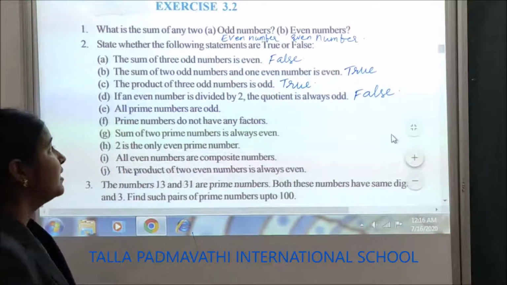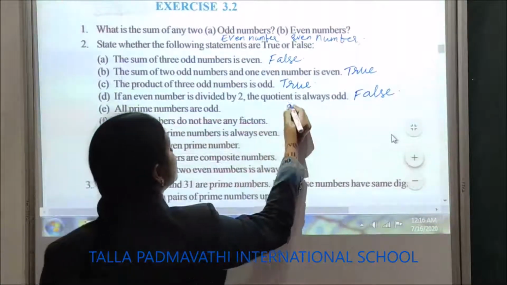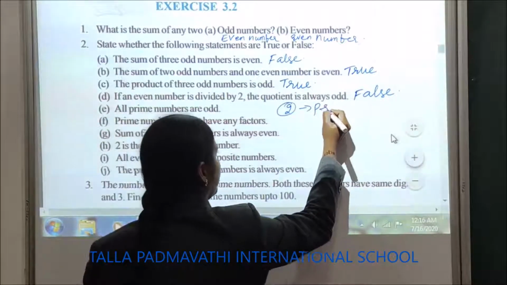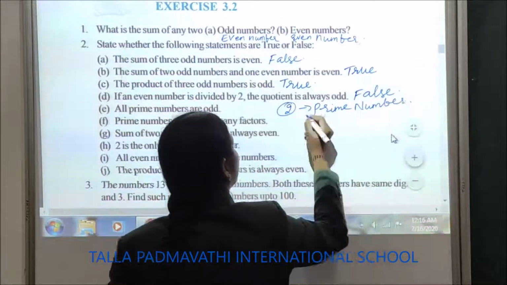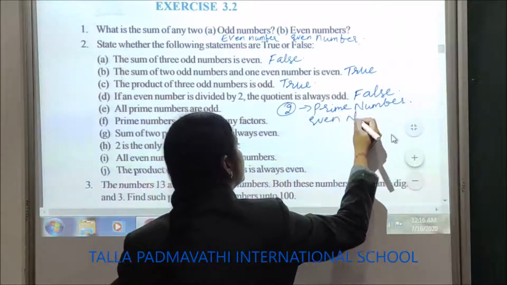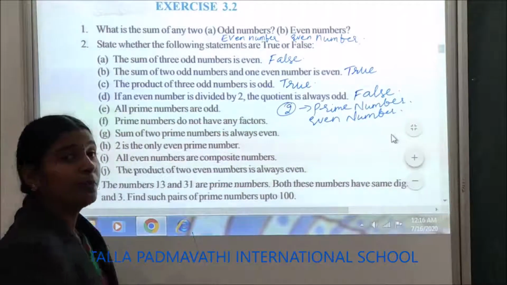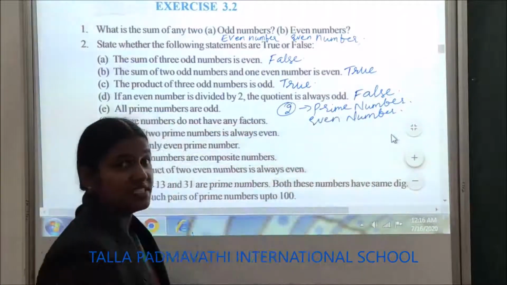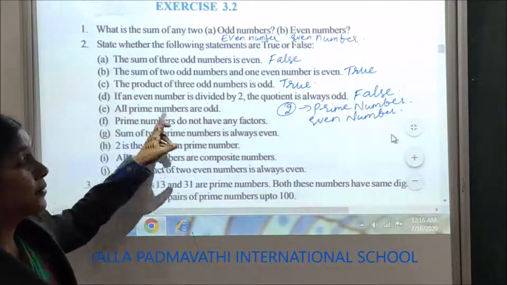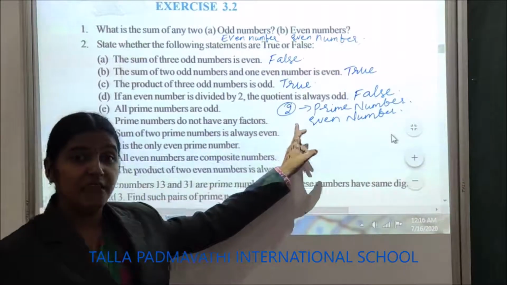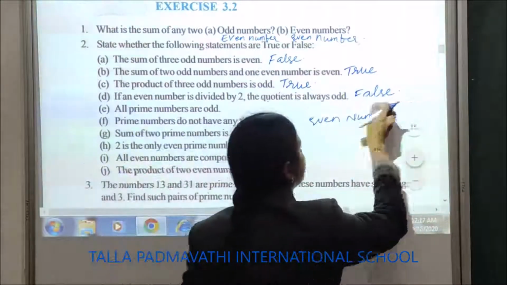Next is, all the prime numbers are odd. But see here, children, there is a number 2. 2 is a prime number, a prime number which is an even number also. It is the one and only such number, that is 2. That is the even prime number. It is an even number and it is also a prime number. So we can't say that all prime numbers are odd. Why? Because here we have 2. 2 is an even number. So it is false.